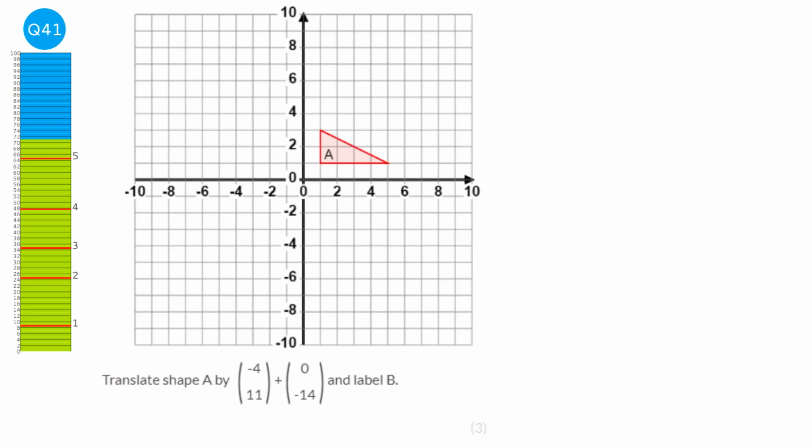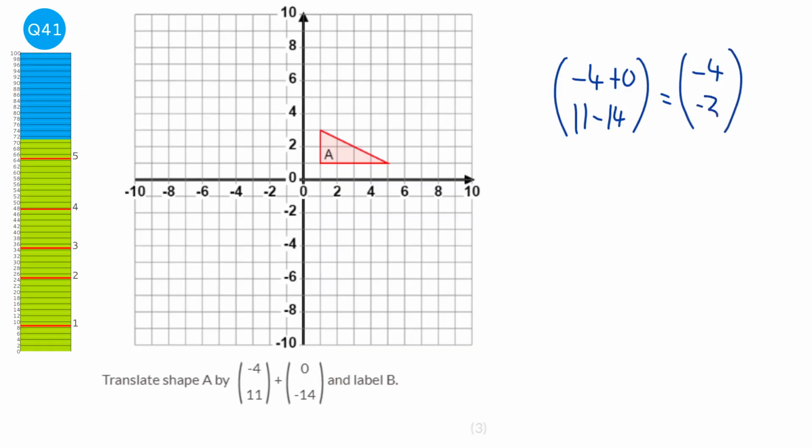First thing I'm going to do is add these column vectors. So we're going to add the tops first, and then we're going to add the bottoms. So it's plus minus 14, and so at the top it would be minus 4, and 11 take away 14 is minus 3.